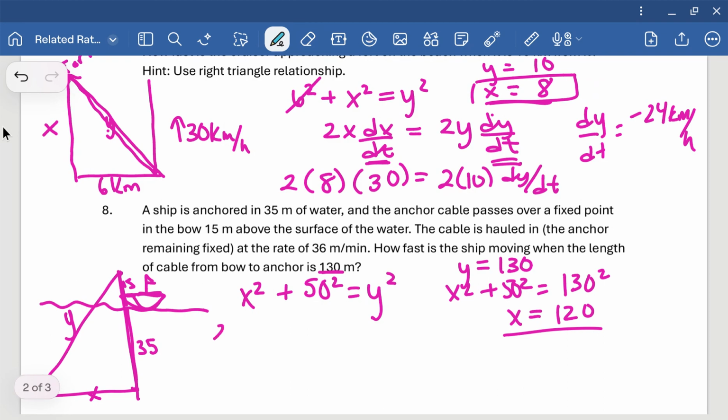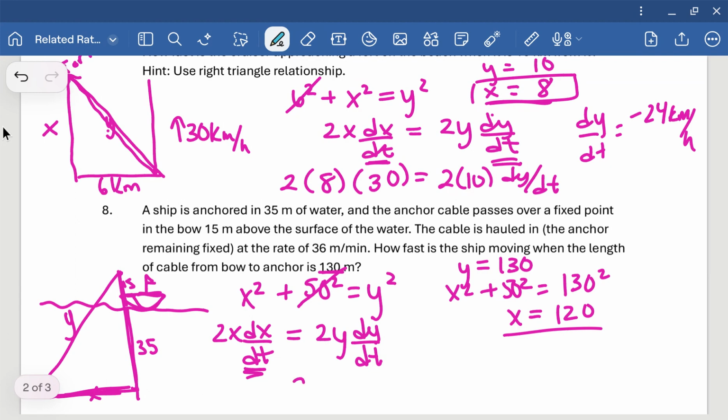So we'll have 2x dx over dt. Again, derivative of a constant is just 0, equals 2y dy over dt. So we have all that information, and now we're going to plug in some values and realize what we're finding. When it's saying how fast is the ship moving, if we're anchored in, our ship would be moving along the x-axis. So we're solving for dx over dt.